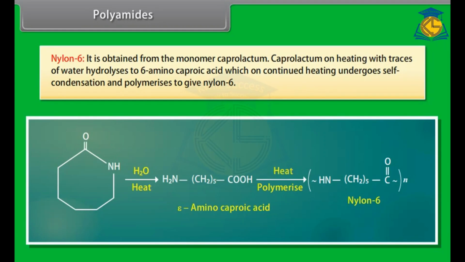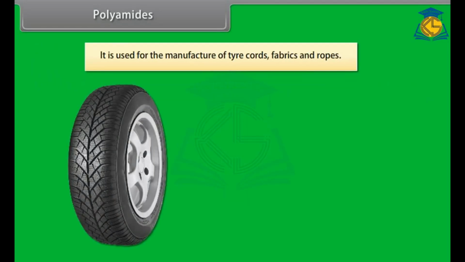Caprolactam, on heating with traces of water, hydrolyzes to 6-aminocaproic acid, which on continued heating undergoes self-condensation and polymerizes to give nylon 6. It is used for the manufacture of tire cords, fabrics and ropes.